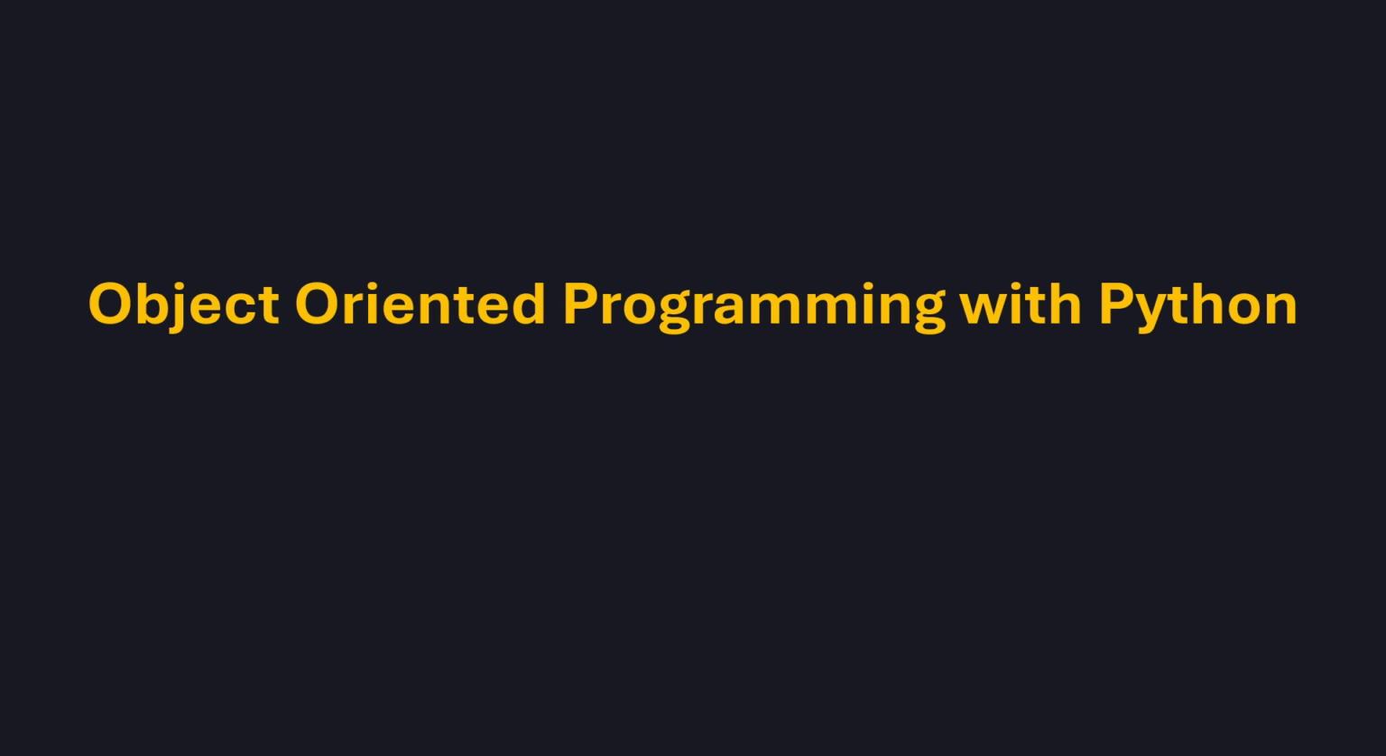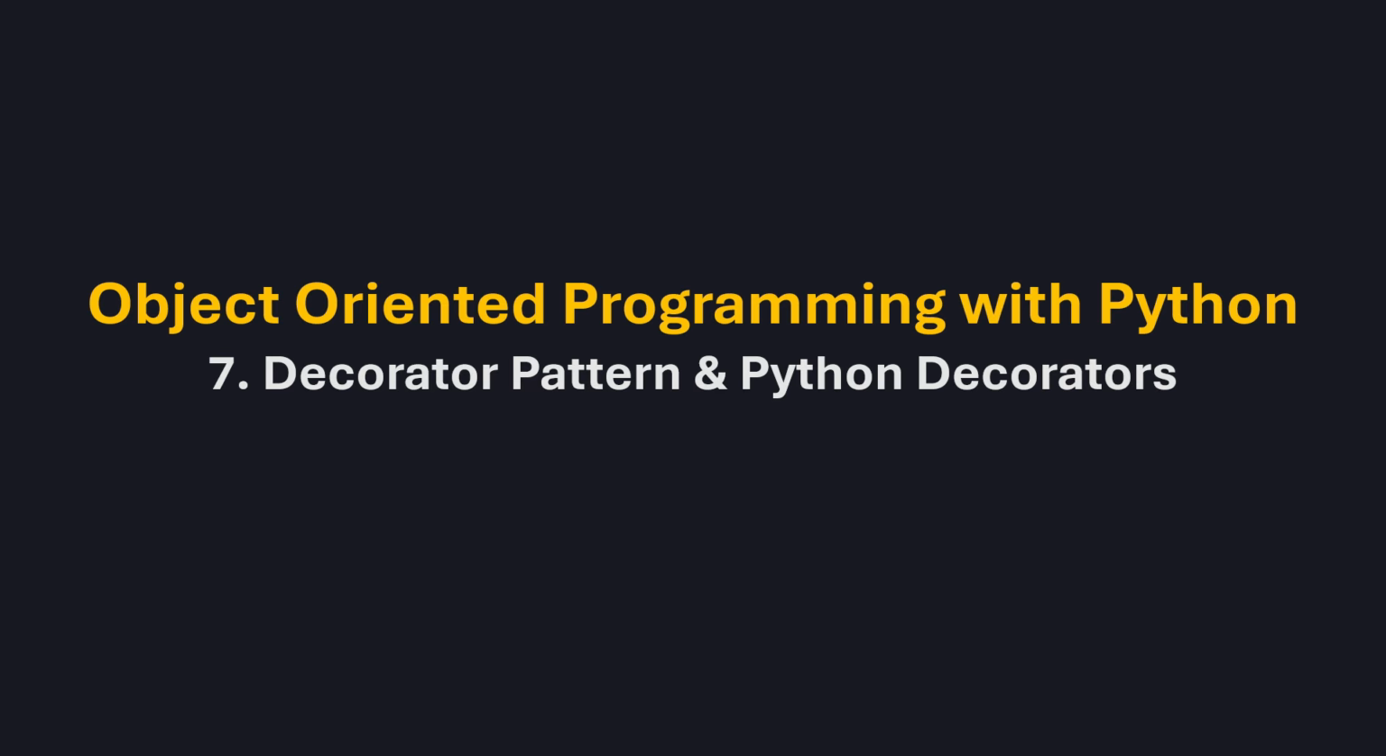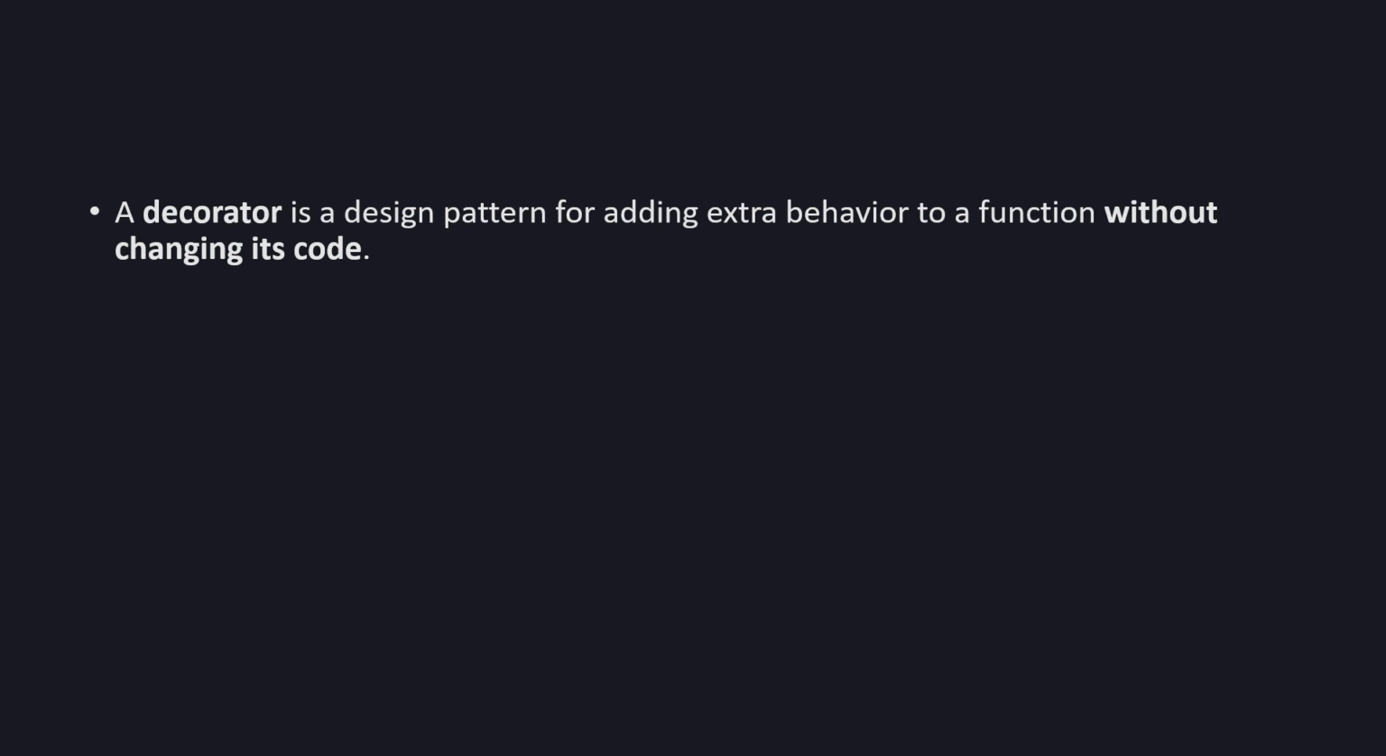Welcome back to the final episode of our object-oriented programming with Python series. And today, we are jumping into one of the most powerful and sometimes most confusing topics in Python, decorators. First, a decorator is a design pattern. That's just a fancy name for a good idea or a good way to solve a common problem. The problem? I need to add extra behavior to a function without changing the function's code.